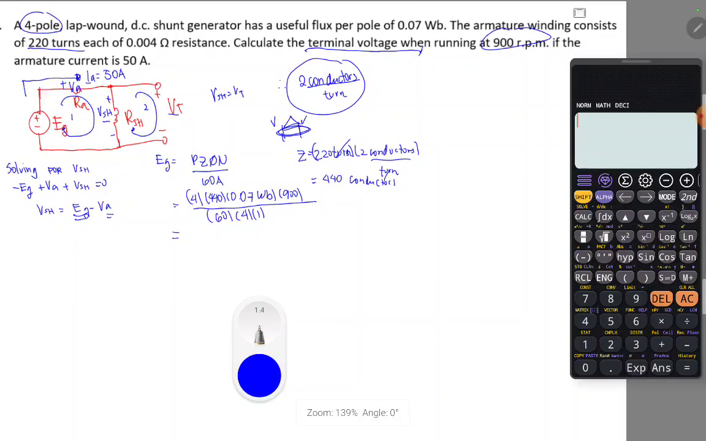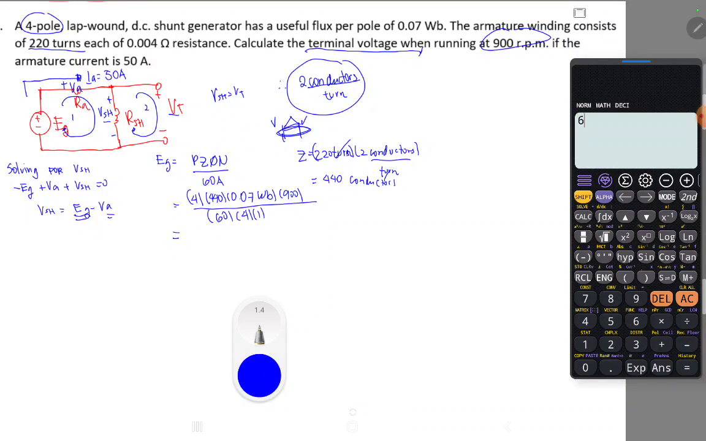So from here, I may solve for my EG, which is equal to 4 multiplied by 440 multiplied by 0.07 multiplied by 900 divided by 60 multiplied by 4. Okay, so we have a voltage equal to 470.62 volts. That is for our EG.